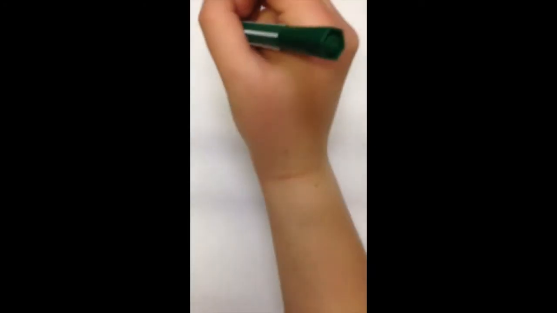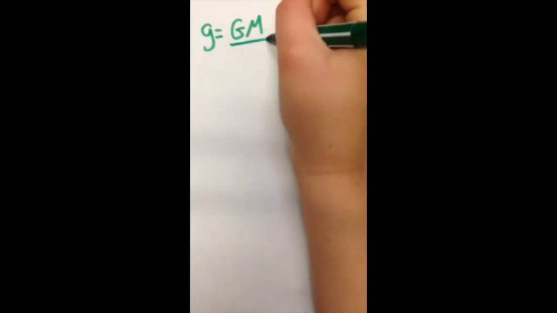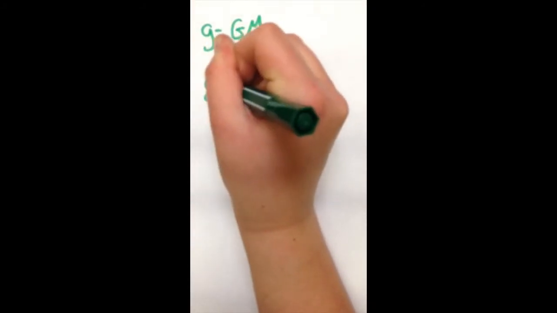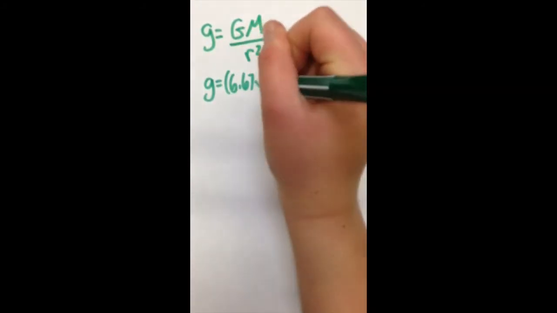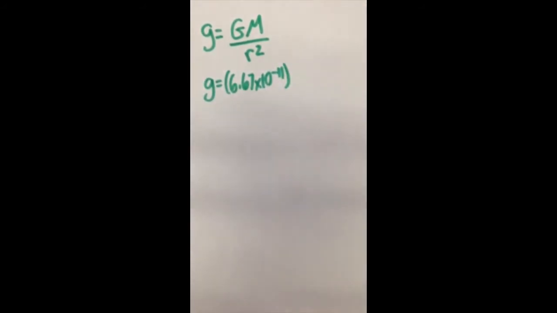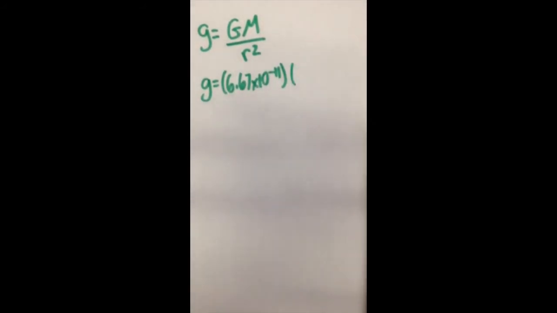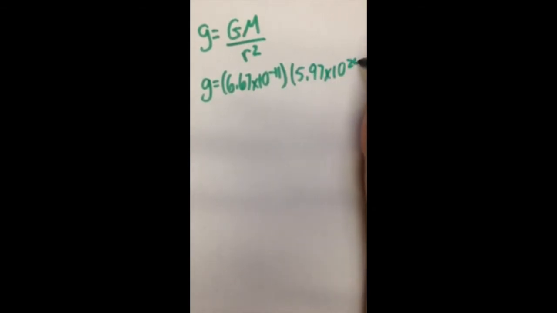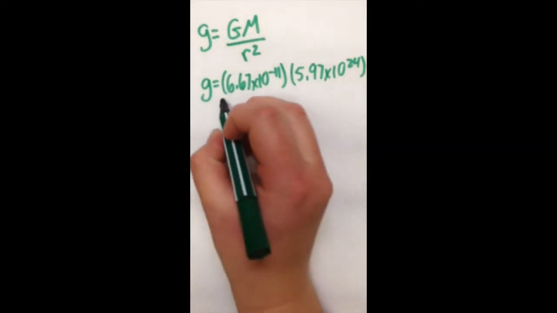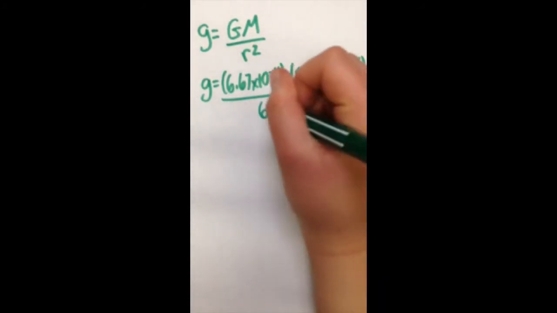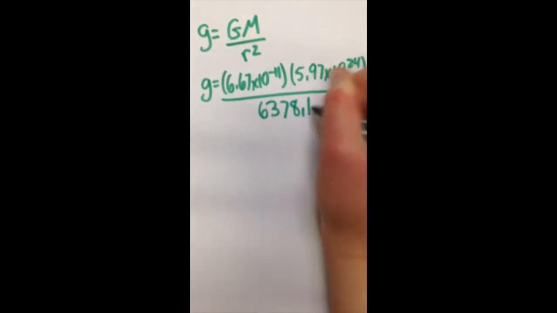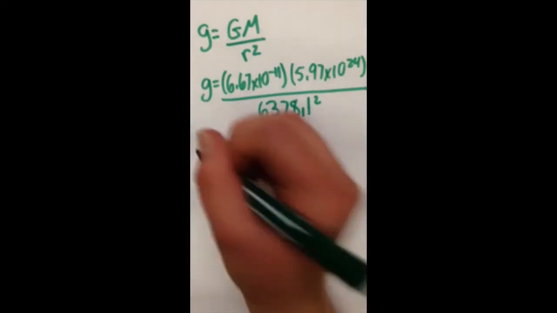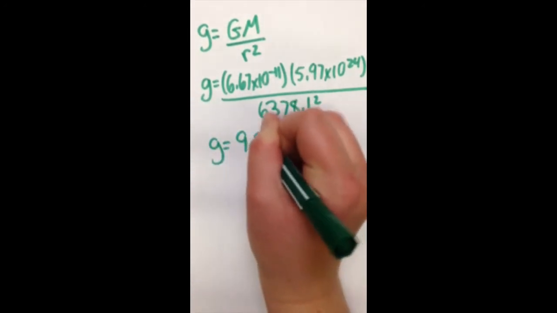Right now, we will be finding the gravitational field strength on Earth using the equation little g equals big G m over r squared. So, we sub in our universal gravitation constant, which is 6.67 times 10 to the negative 11 meters cubed over kilograms times seconds squared, the mass of the Earth, which is 5.97 times 10 to the 24 kilograms, and divide that by the radius of the Earth squared, which is 6,378.1 kilometers squared, and we get the acceleration of gravity on Earth, which is 9.8 meters per second squared.